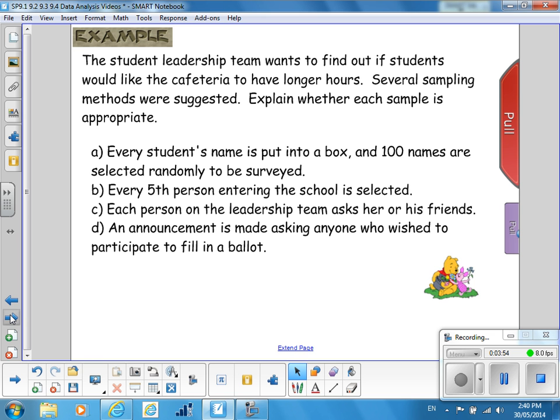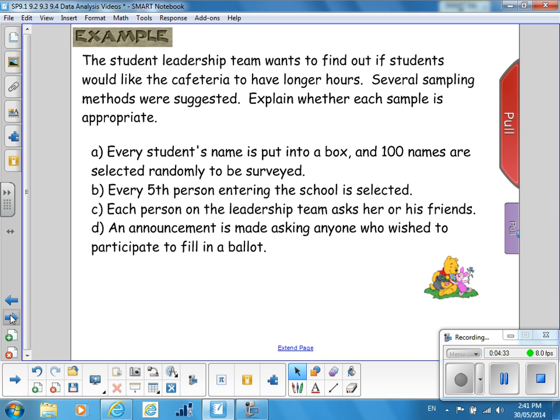Possible downsides to this, if you are in a very large school and only a small population use the cafeteria, maybe those 100 students might be people who don't actually use the cafeteria, therefore don't care. But if you're in a smaller school, 100 names might be a sufficient amount. Every 5th person entering the school is selected. This might not be a bad sample as well. So if you are simply doing every 5th student, you are likely going to get a fairly good representation of the population that would be wanting to use the cafeteria.